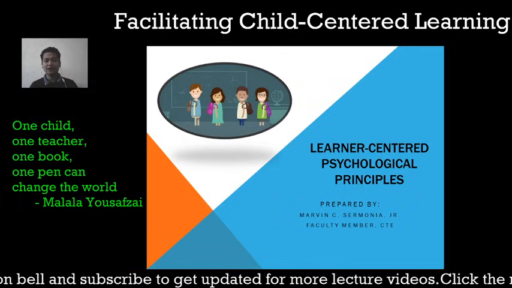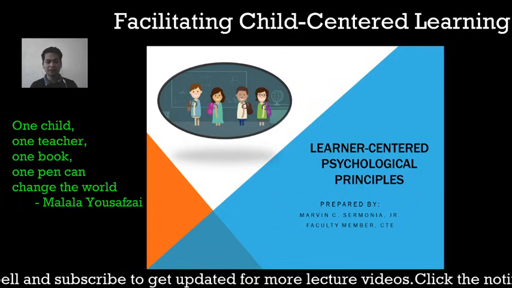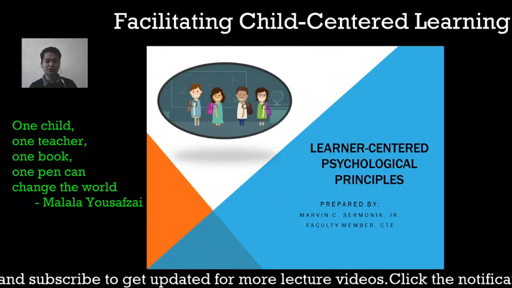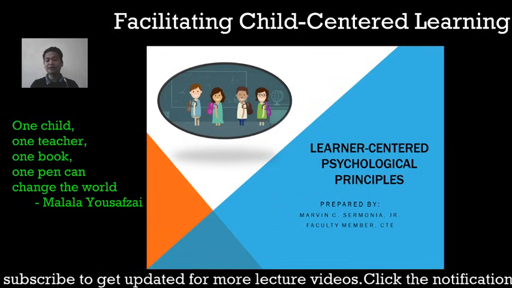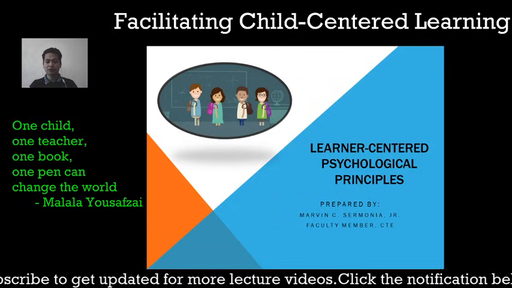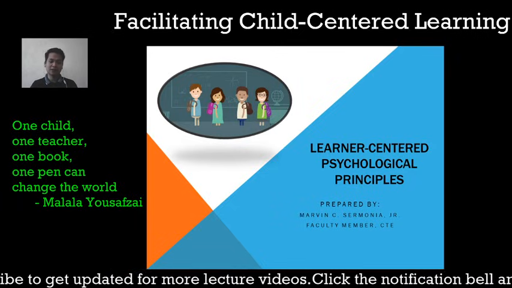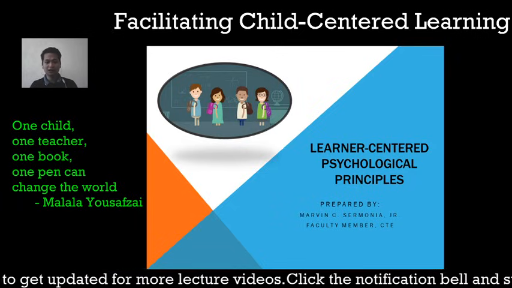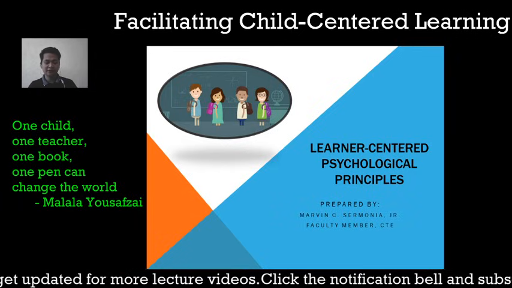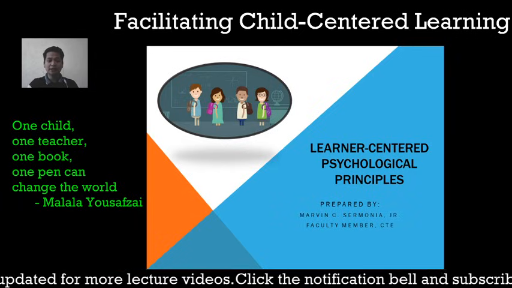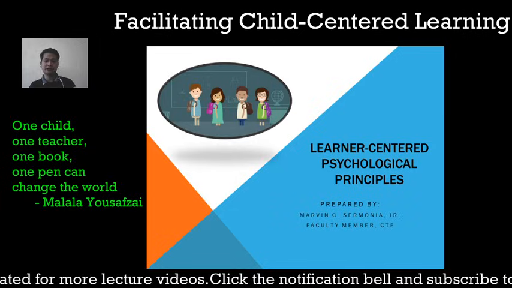So originally, there were 12 learner-centered psychological principles, but after 7 years it was revised and it now has 14 principles. So we'll go into each principle as we go on in our lesson.